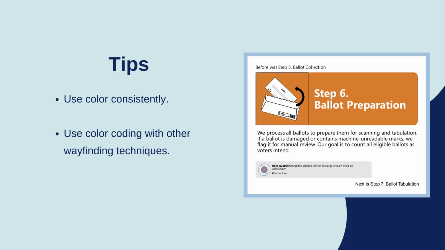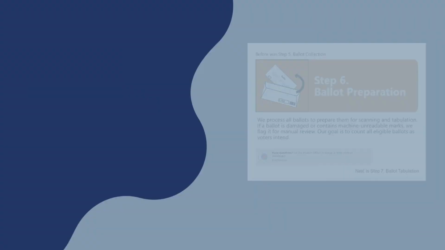Consistent color coding helps people draw connections between the information they are reading and the processes happening in front of them. Use color coding with other wayfinding techniques. Numbering and color coding simultaneously help voters identify when they are in a process. This technique is often used in parking garages to help people more quickly remember where they parked.